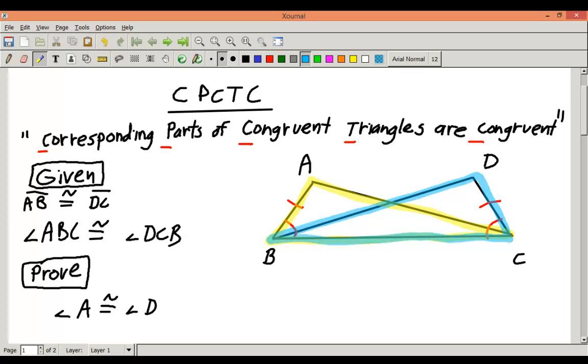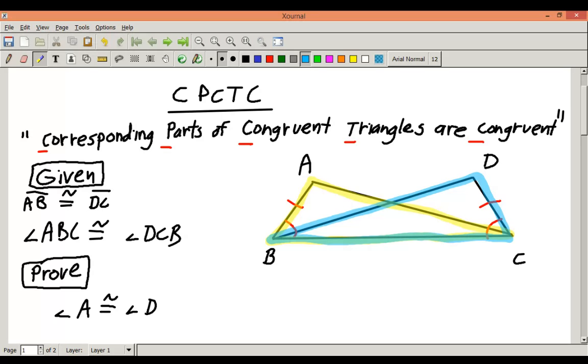So if we can prove that those 2 triangles are congruent, and remember now we have 5 ways to do that, then we're going to say that angle A and angle D are congruent because they're corresponding parts of congruent triangles. And we know that congruent triangles, all the corresponding angles are congruent and all the corresponding sides are congruent. So if we can say those 2 colored triangles are congruent, then we can say that angle A is congruent to angle D by CPCTC, corresponding parts of congruent triangles are congruent.